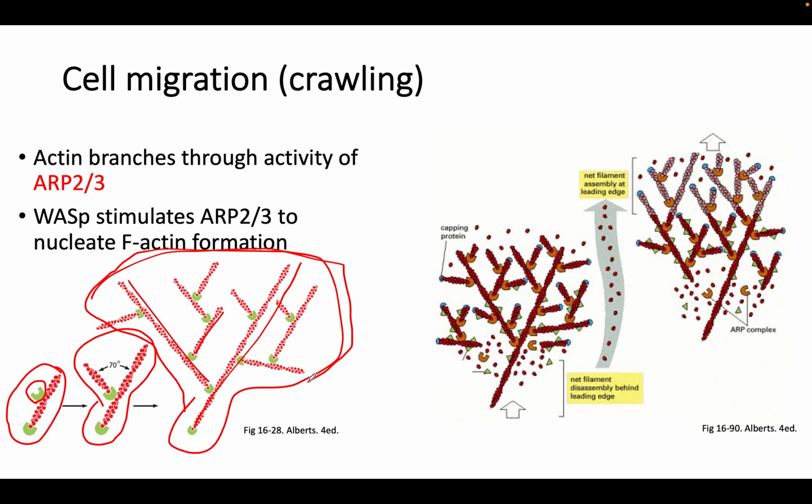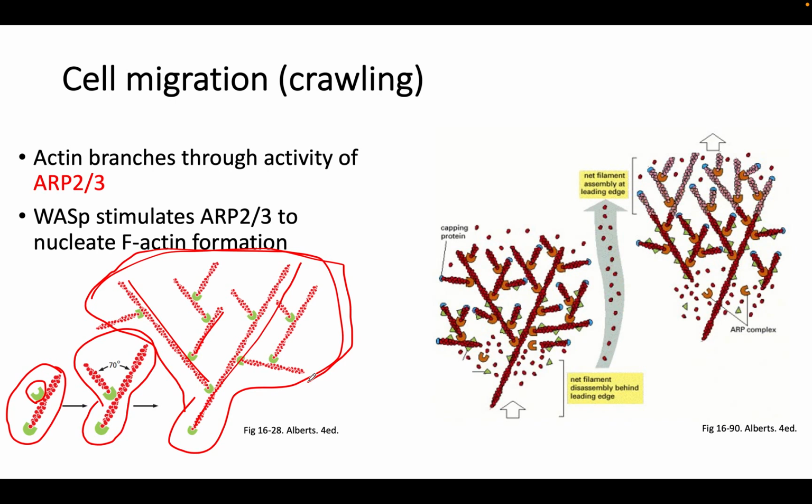So we want to start a new branch with our F-actin. We need this to happen. So again, ARP needs to be stimulated to start a branch. The stimulation of ARP2/3 is the job of the WAS protein. So WAS stimulates ARP to start a branch, and the branching is needed for migration. Say that a few times.